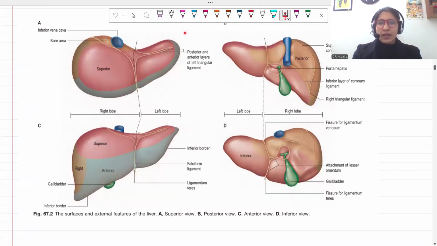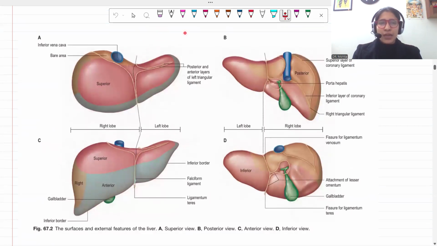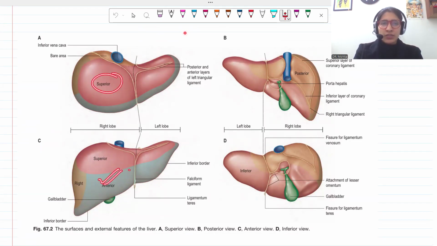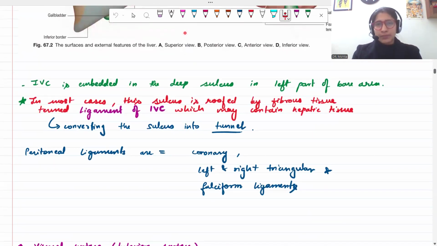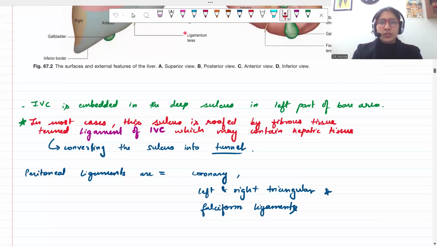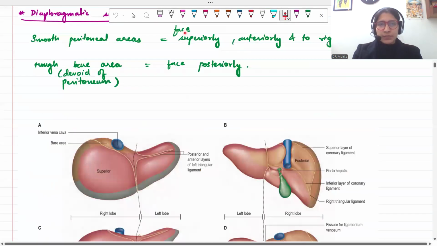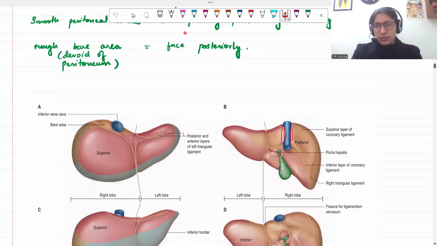So this is the diagram again, so that you can have an idea of all the surfaces. This is superior surface, this is anterior surface, this is posterior surface, and this is inferior surface. Let's move forward. We will talk about everything one by one. So first, we have a deep sulcus for inferior vena cava. Fine. We have this sulcus for inferior vena cava.